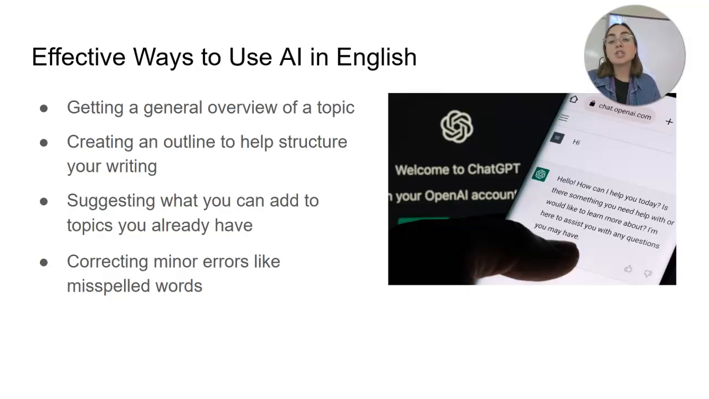AI could also suggest what you can add to topics you already have. So you could say, I'm doing a research project on this topic. I've already covered these 3 things. What else might you add to that topic? And finally, an effective way to use ChatGPT in English could be helping you correct minor errors with your spelling or your grammar.